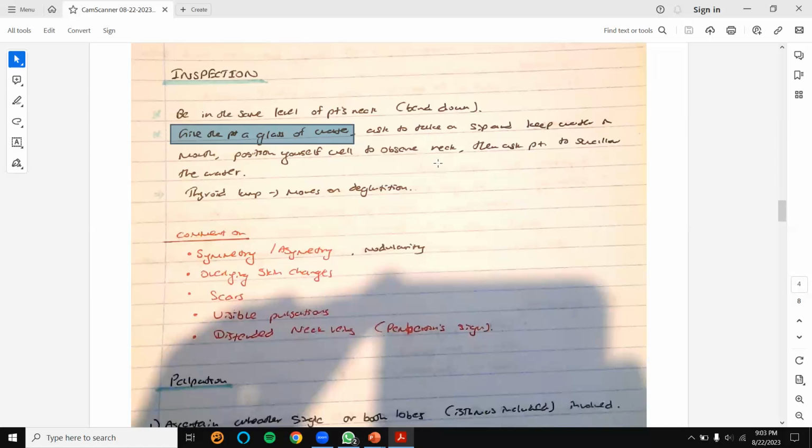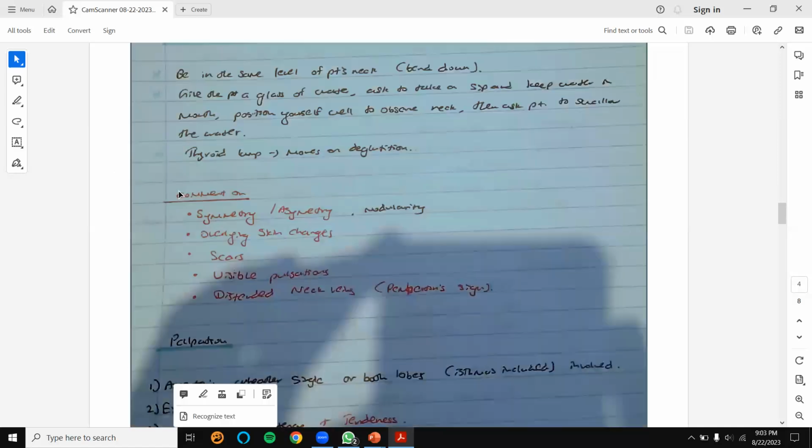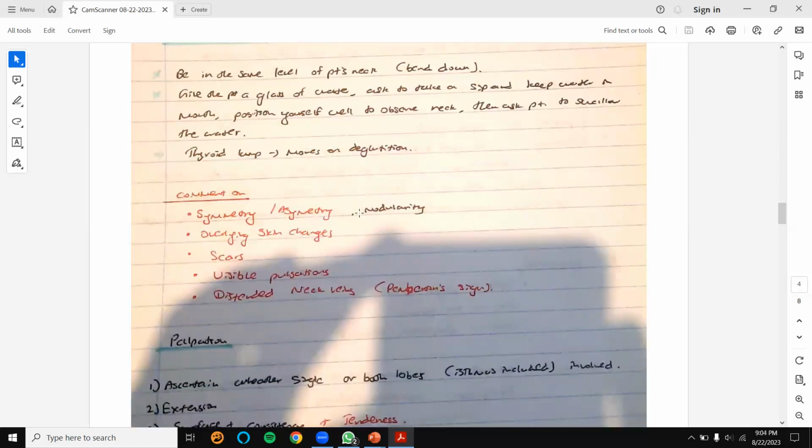Okay, position yourself well to observe the neck. Then ask the patient to swallow the water. So once you give the glass of water, don't tell her to swallow it immediately. Take a mouthful of water, keep it, and then you properly get down to the patient's neck level and ask to swallow, and then you can see it moving with deglutition. Okay, thyroids move with deglutition. Okay, so when you're inspecting, you need to comment on the symmetry or the asymmetry. Sometimes even the nodularity may be visible, okay? So you can say this is a symmetrically or an asymmetrically enlarged goiter more towards the right side, and it appears to be nodular. Okay, if you can properly see it; some you can't see, you need to palpate and see.